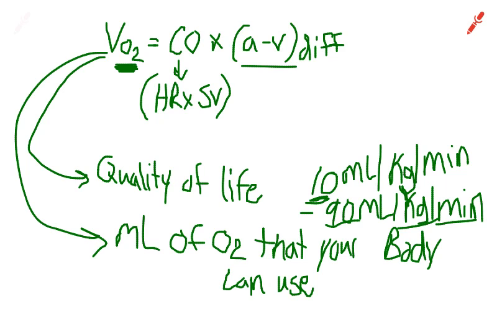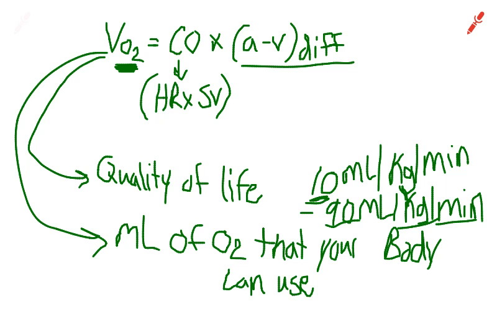AV difference is just the difference. This class doesn't really focus too much on AV difference, but AV difference is essentially the volume of oxygen in your arteries minus the volume of oxygen in your veins. You want it to be bigger because if the difference is bigger, that means you're taking up more oxygen. I wouldn't focus on that too much.